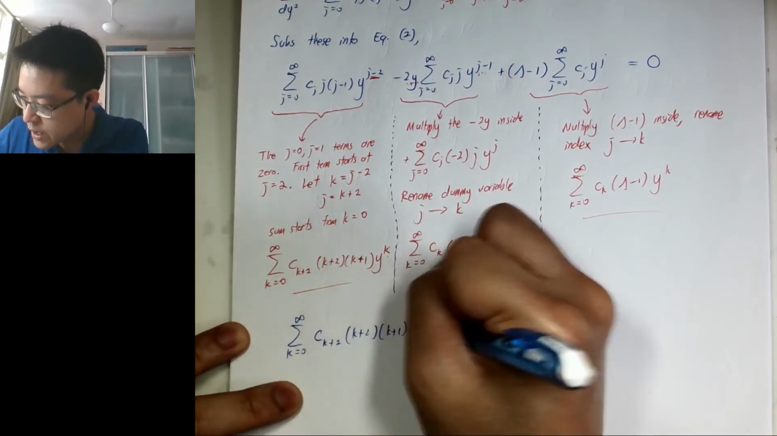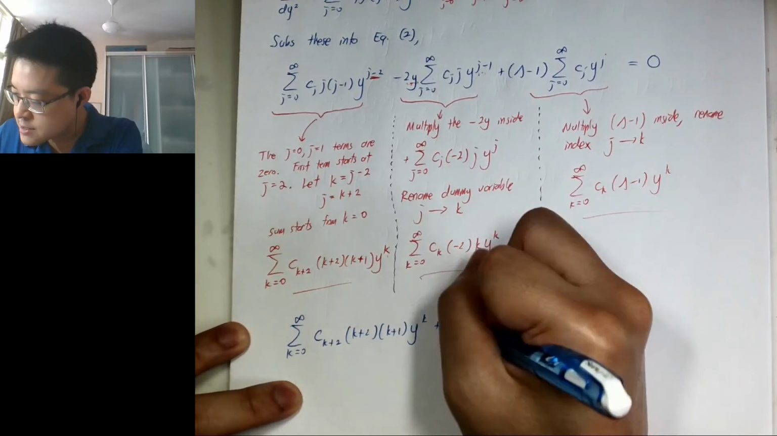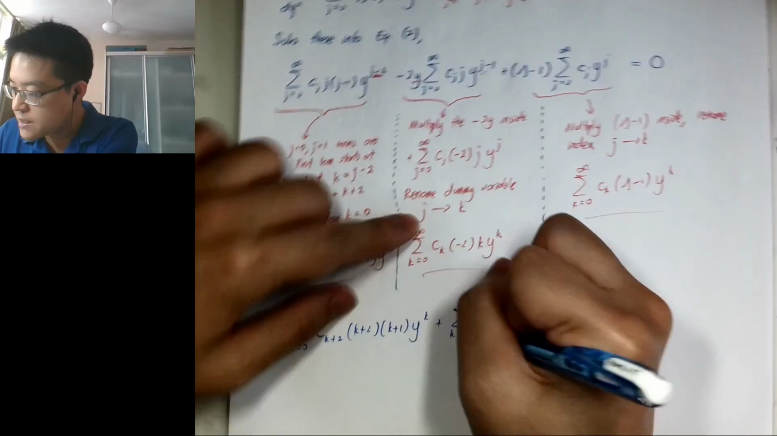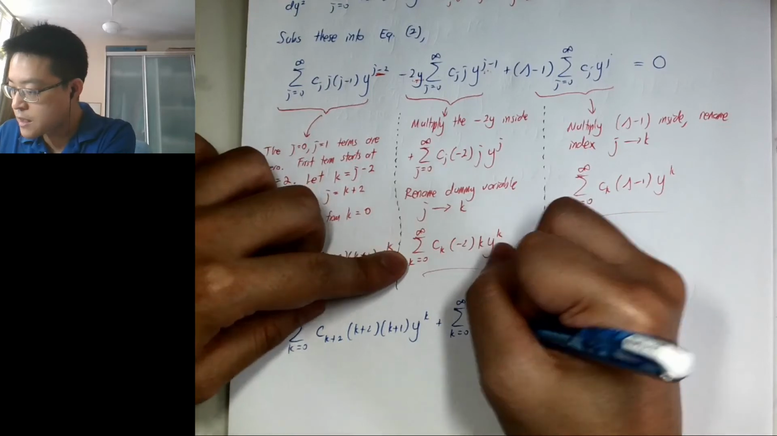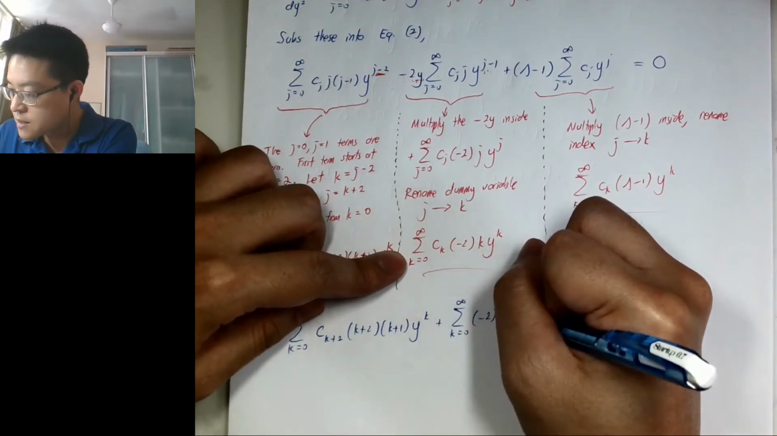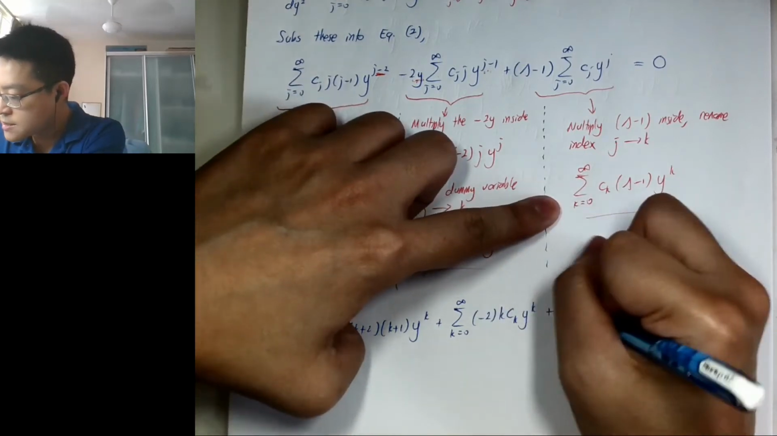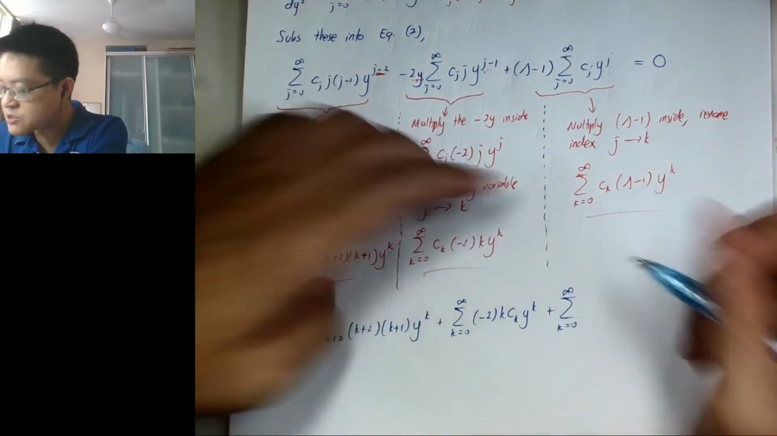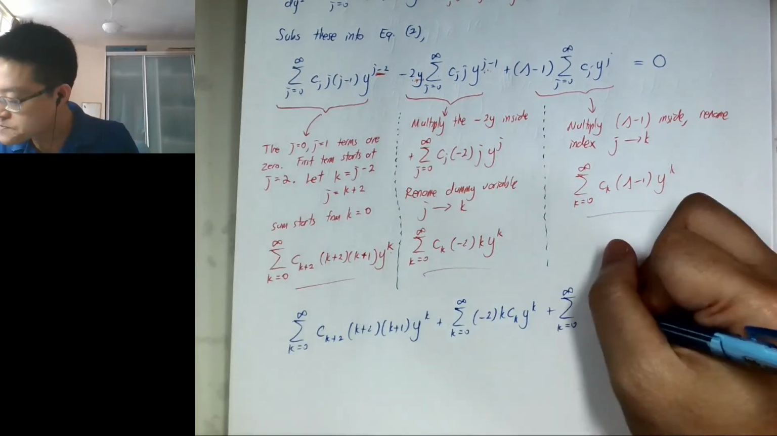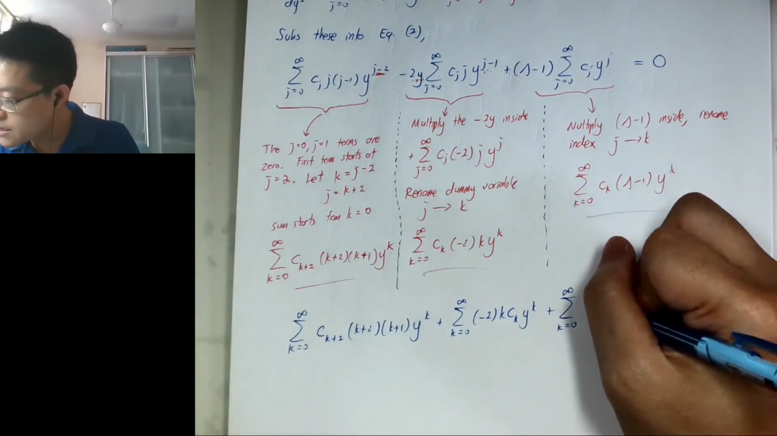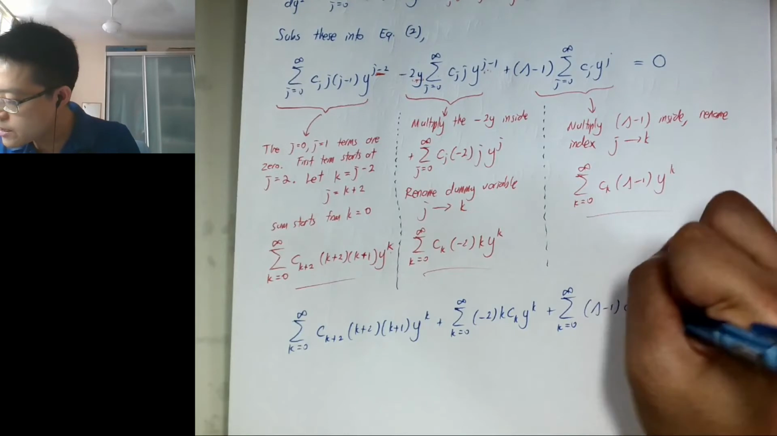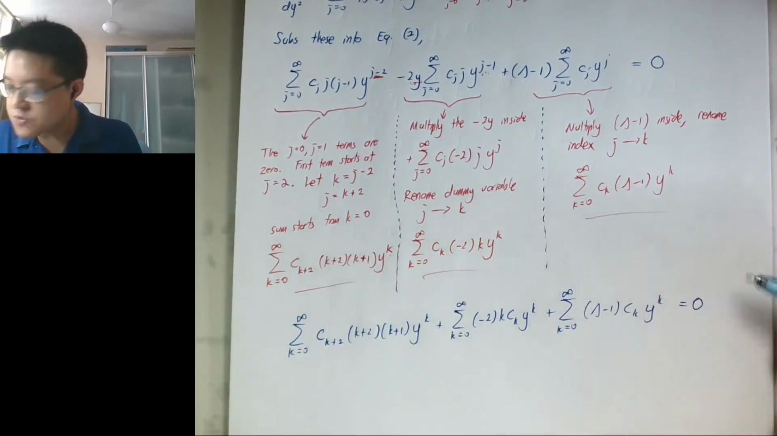I got the sum from k equals 0 to infinity, c_{k+2} (k+2)(k+1) y to the power k. And then this is a summation from k equals 0 to infinity, negative 2 k c_k y to the power k. So I make everything the same, so it's easy to look at later: plus (lambda minus 1) c_k y to the power k equals 0.